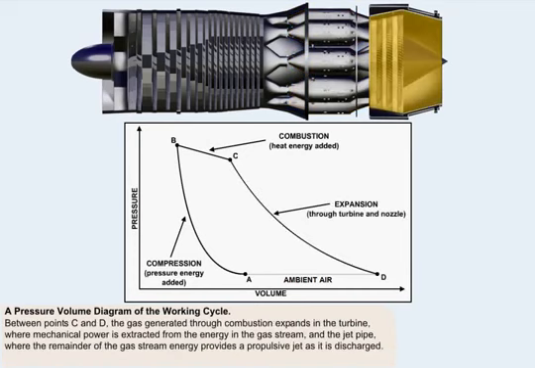Between points C and D, the gas generated through combustion expands in the turbine, where mechanical power is extracted from the energy in the gas stream, and the jet pipe, where the remainder of the gas stream energy provides a propulsive jet as it's discharged. In theory, the gas stream pressure attains a value equal to atmospheric pressure before being ejected.